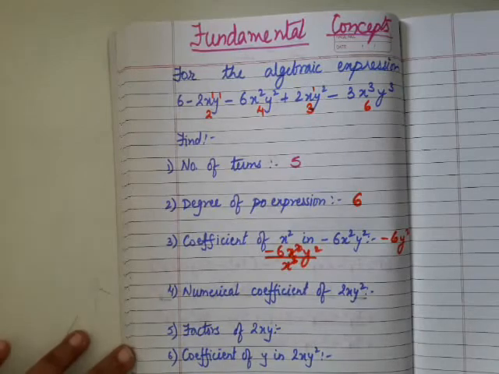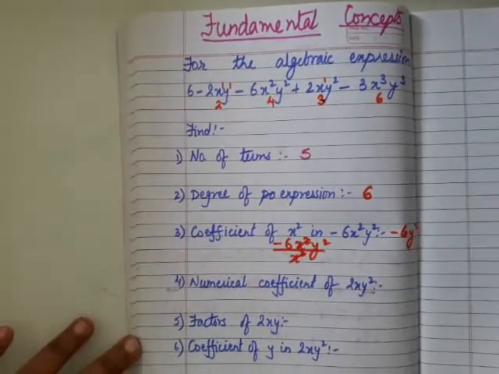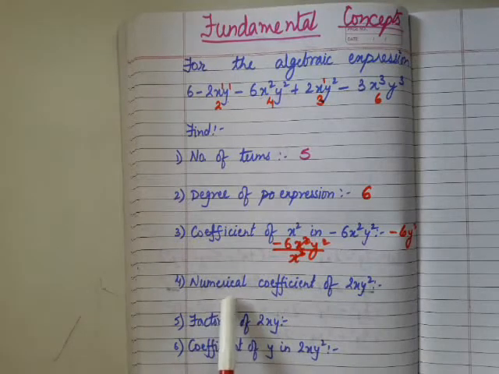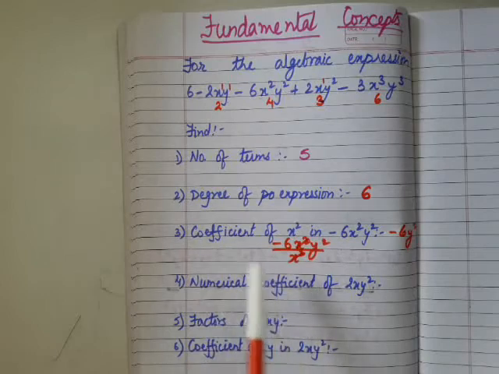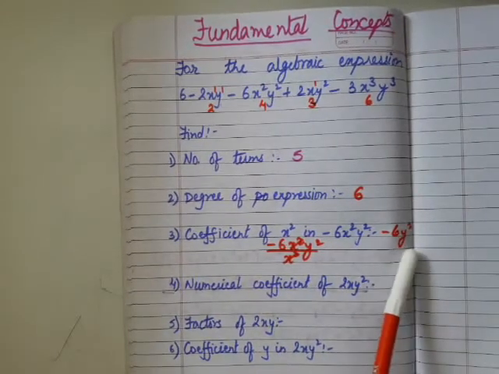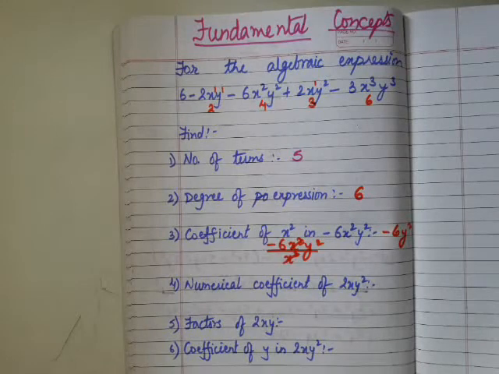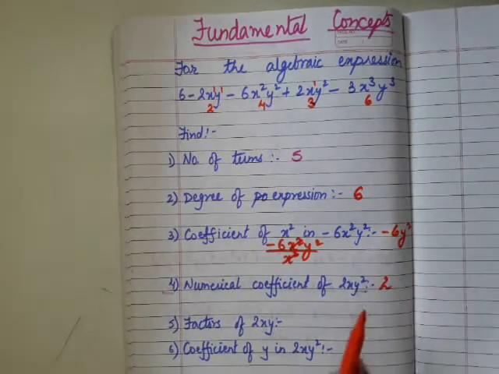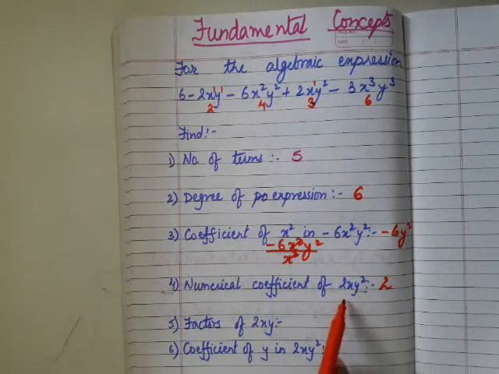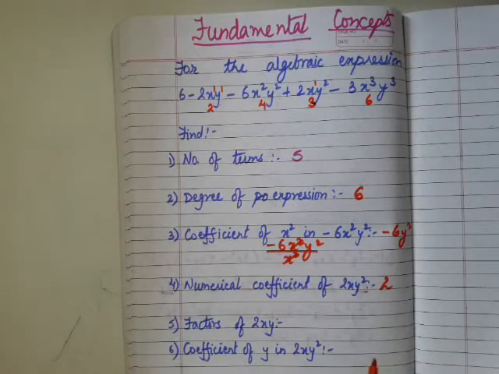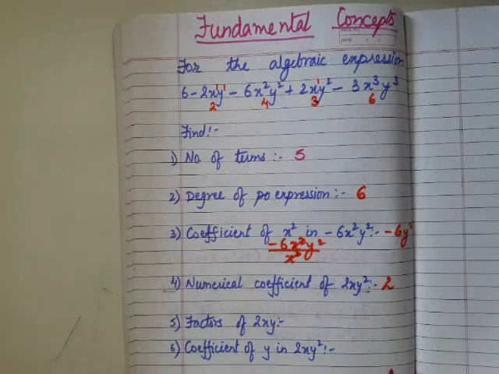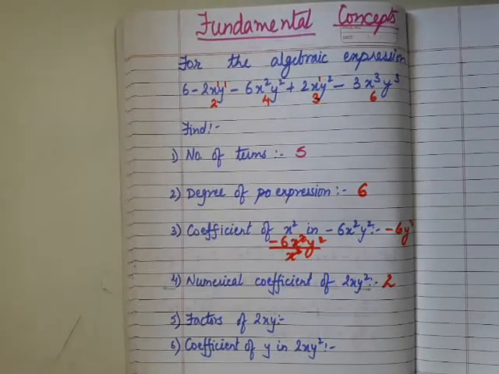Next, numerical coefficient of 2xy square. Now here the word mentioned is numerical. So whatever number is there, that you need to write down. If it is just mentioned coefficient, you need to write down the variable as well as the constant. But when numerical coefficient is mentioned, you need to write down only the number. So here 2xy square has the only constant as 2. So that will be its numerical coefficient. Suppose the question was x square. What is the numerical coefficient? The coefficient will be 1. By default, if no numerical coefficient is present, the numerical coefficient is 1.